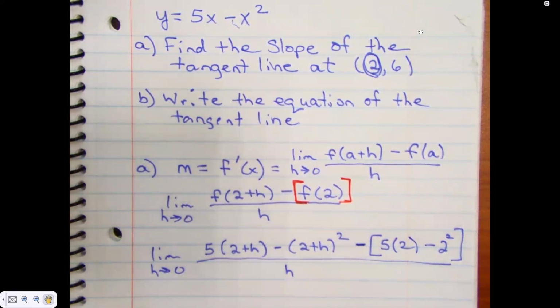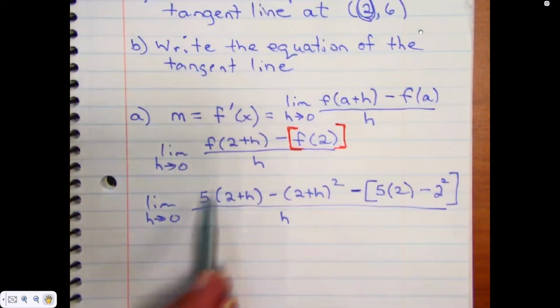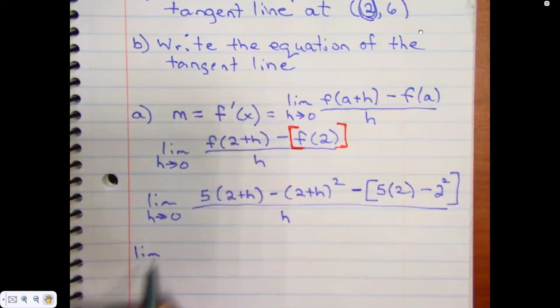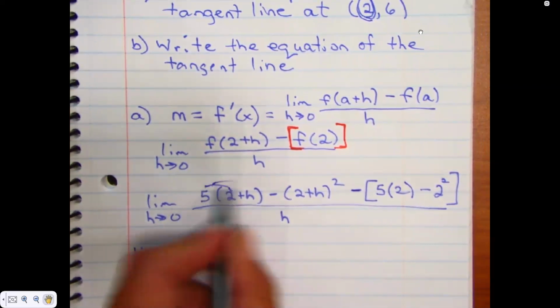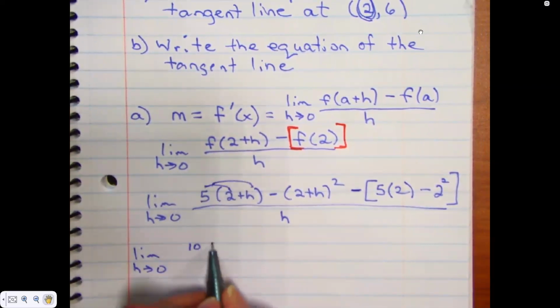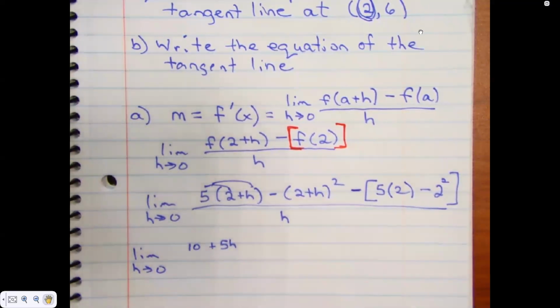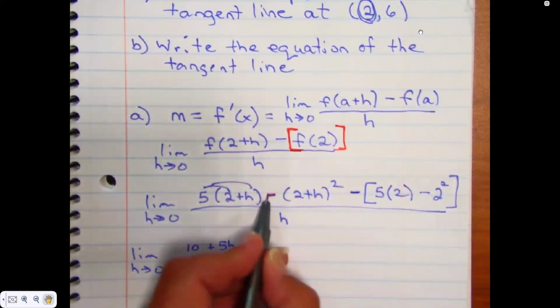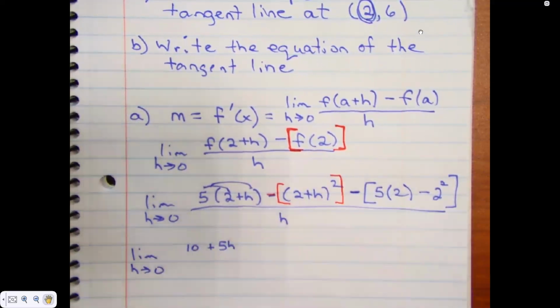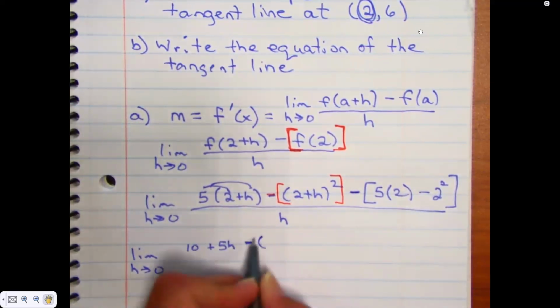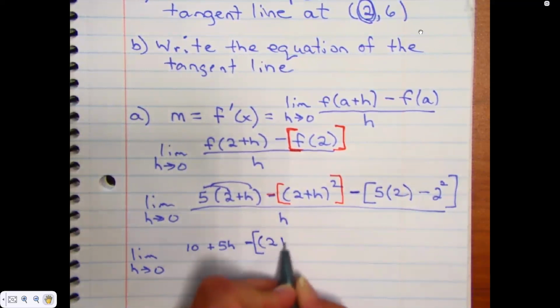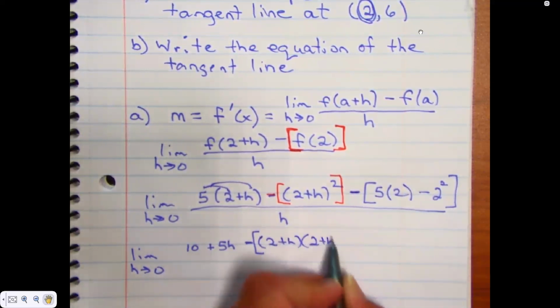Okay, so now our algebra kicks in. We got to simplify all that stuff on the top. So distribute. Okay, so let's write the limit as h approaches 0. Distribute there. That's not too bad. So 10 plus 5h. Now be careful here. Same thing, because of this minus, you've got to think of those brackets. So I have this minus, and then I had to write this out. Maybe I'll put the brackets even in. 2 plus h times 2 plus h.